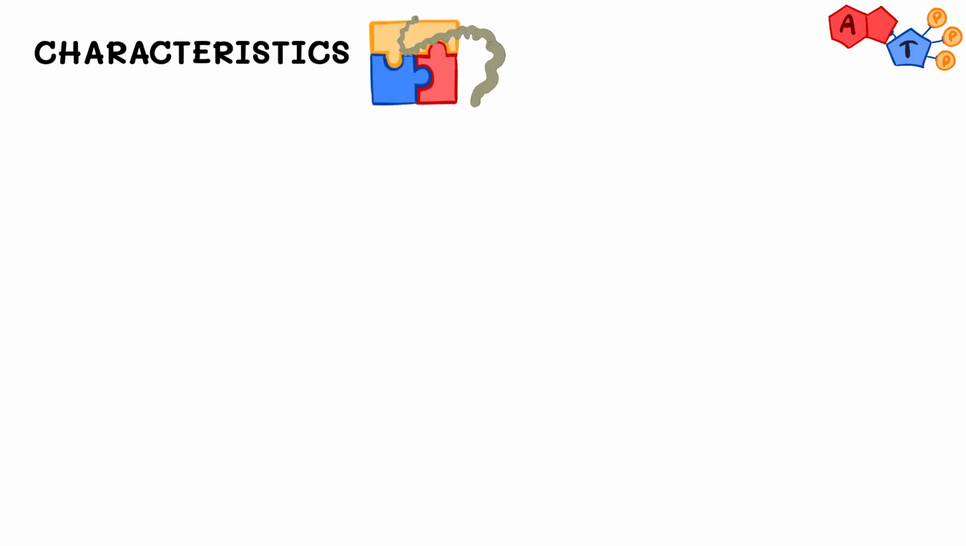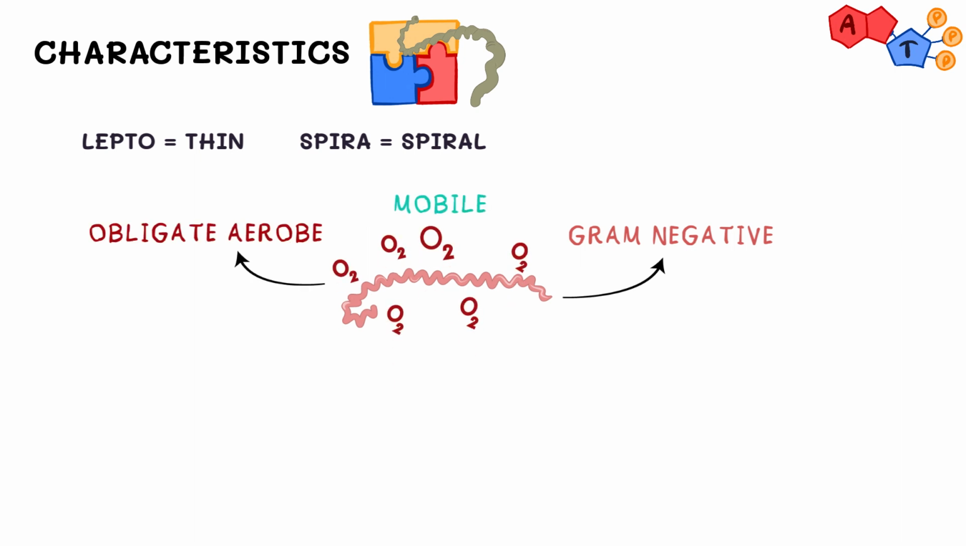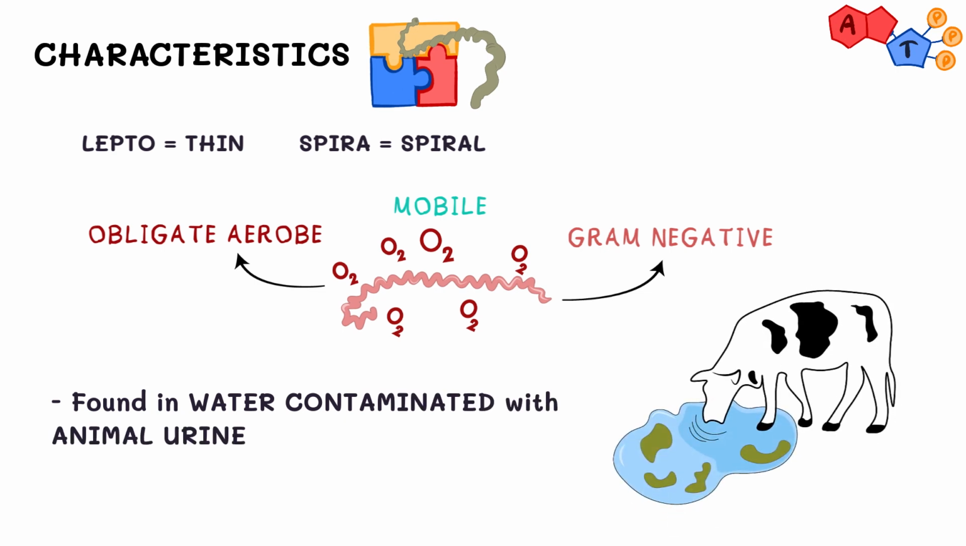Now in regards to Leptospira's name, in Latin, lepto means thin and spira means spiral, which reflects its appearance. Since Leptospira is too thin, it's usually difficult for it to be visualized with gram staining. However, Leptospira has a cell wall that is similar in structure to gram-negative bacteria. Leptospira is a mobile, obligate aerobic spirochete, and it's usually found in water that is contaminated with animals' urine.